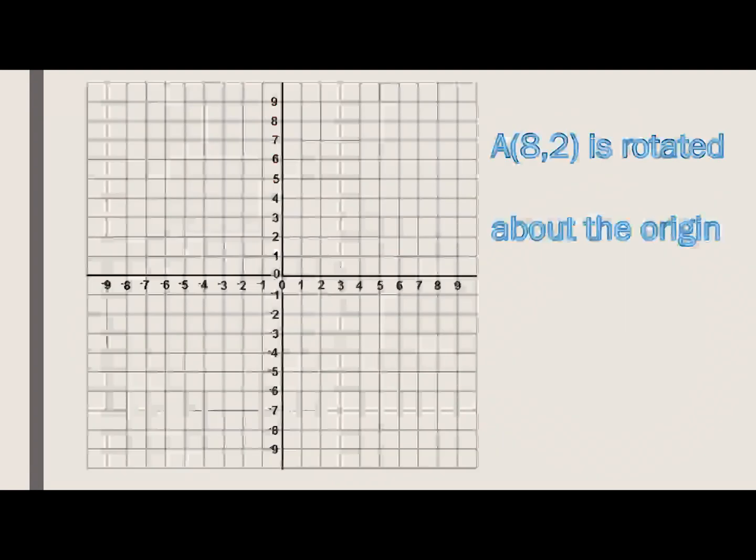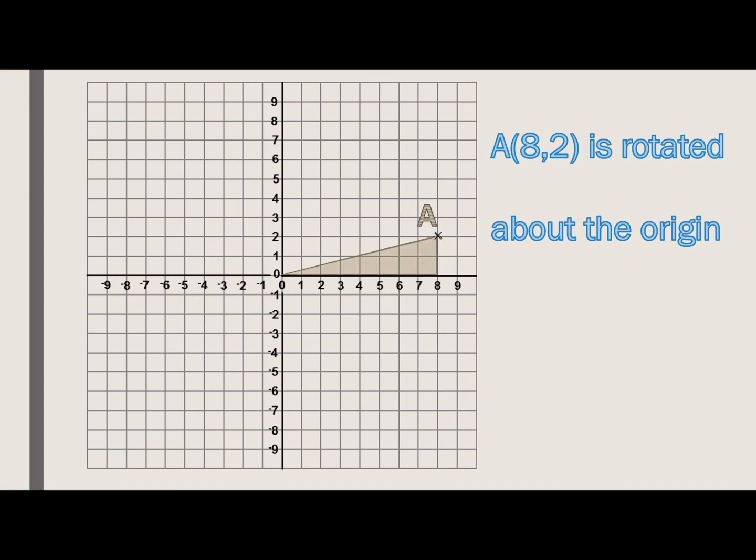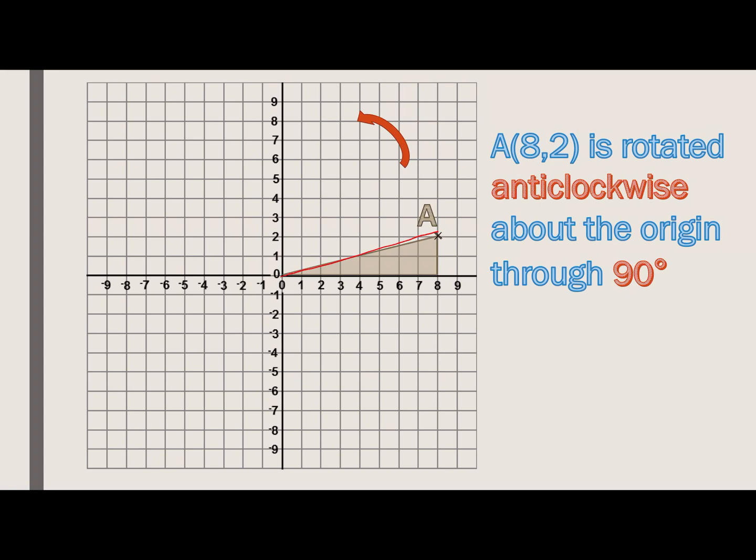The question will be like this. We give you a point, and then we say about the origin, anti-clockwise. So we are talking about this direction. By how many degrees? Through 90 degrees. So we are going to rotate it. That means this line OA, we are going to use our origin as a center to rotate this point. That's why point A, the cross, will rotate like this.